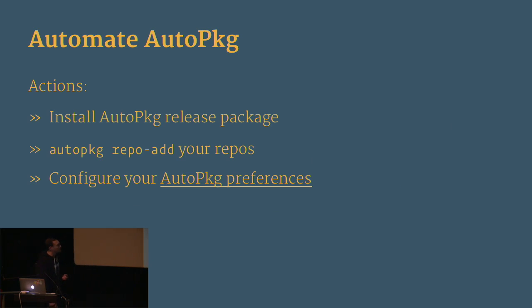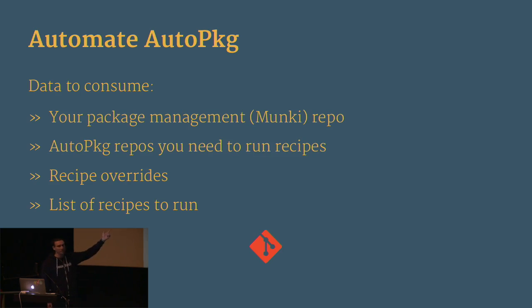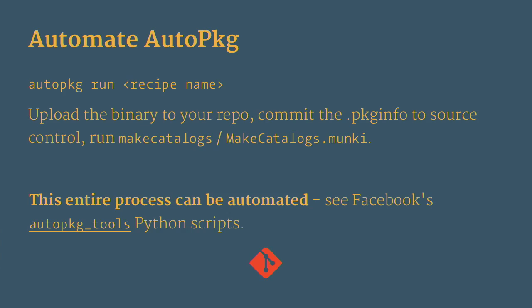So when you're running AutoPackage, the process is, again, very straightforward. You install the release package. You repo add all the repos you need. You configure your preferences. The data that you're consuming, just like I said, is the preferences, the recipes, the repo names, and the things you need. So when you're running AutoPackage directly, you run the recipe, you upload that binary into your repo, whether you do that through file share or anything else like that. You make catalogs, and then you have gold, right? You just run AutoPackage, you get your package info, you get your binary, upload it to Munki, you're awesome. That whole thing, all those steps can be automated.